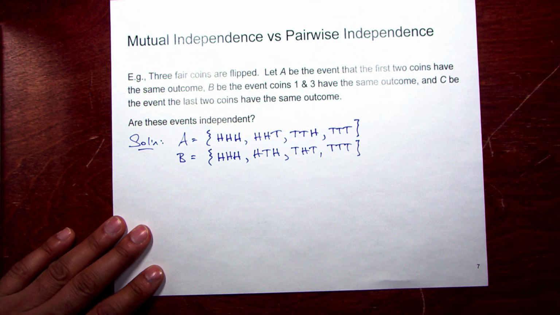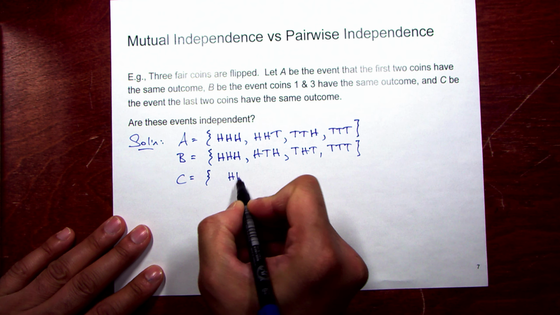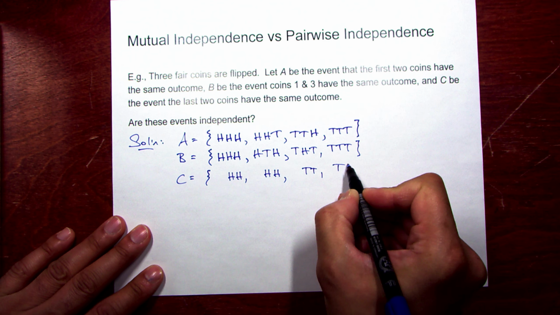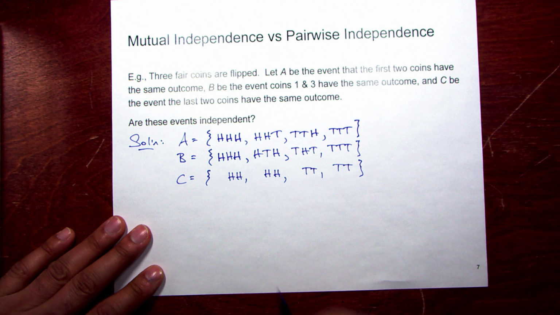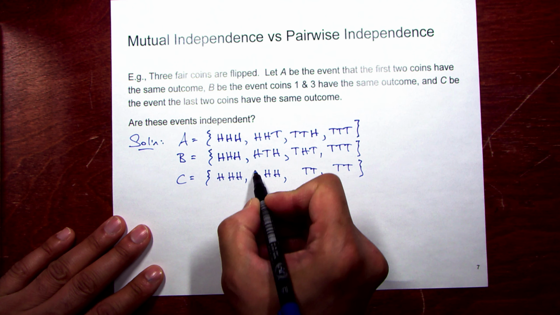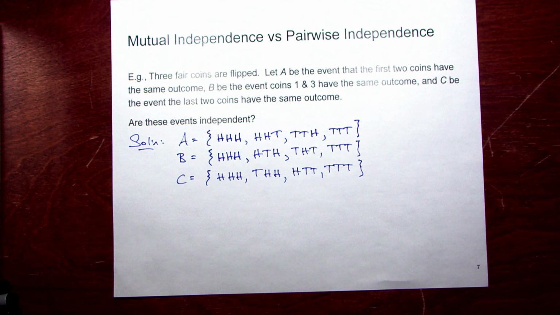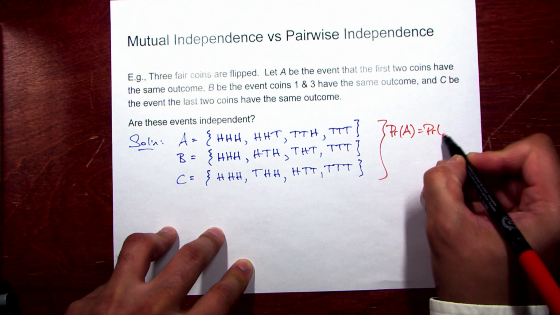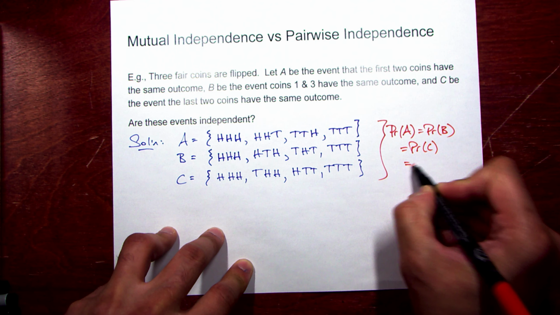C is going to have something similar. The last two coins have the same outcome, so that'll be something heads heads and something tails tails. Two possibilities for each: heads, tails, heads, tails. There are 8 different outcomes in total, 8 for 3 coins, 2 to the 3. The probability of each of these is equal. So the probability of A equals the probability of B equals the probability of C equals a half.